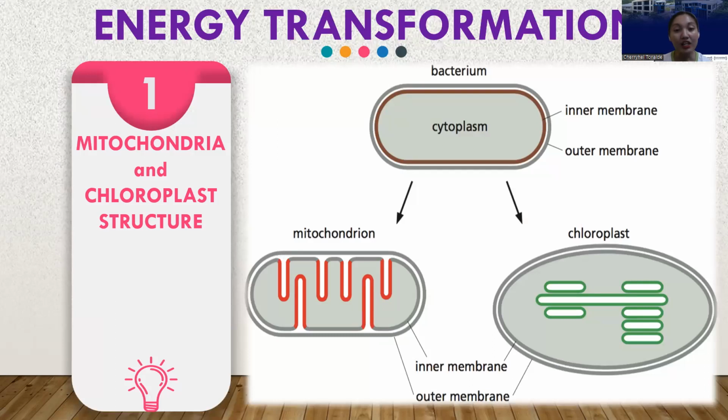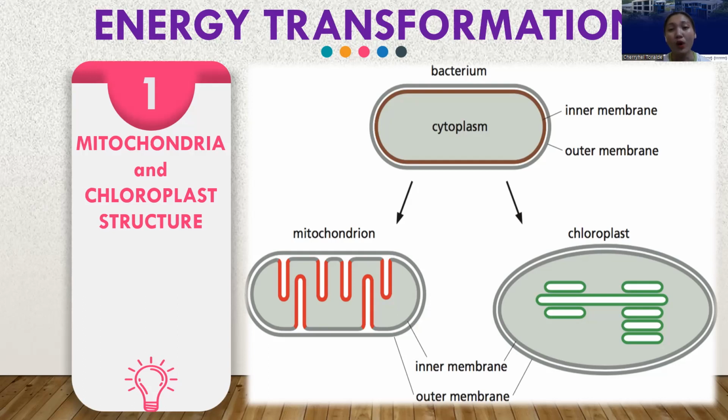So, it was actually believed that the mitochondrion and the chloroplast came from a prokaryotic bacterium. So, meaning, at first daw, these are free-living bacteria. And then they were just engulfed by a bigger eukaryotic microorganism, forming what we have now, the modern eukaryotic cell.